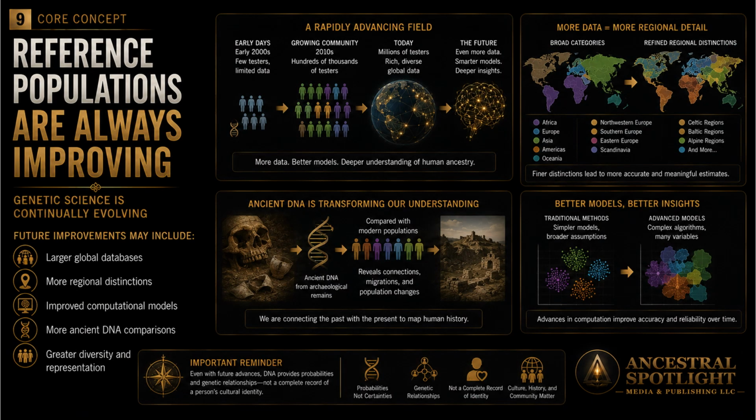The field of genetic genealogy is still developing rapidly. 20 years ago, consumer DNA testing was in its infancy. Today, millions of individuals have contributed DNA data that allows researchers to build increasingly sophisticated models of human ancestry. As databases continue to grow, scientists can identify smaller regional differences and improve the accuracy of ethnicity estimates. The addition of ancient DNA is also changing our understanding of human migration. Researchers can now compare modern populations with DNA recovered from archaeological remains thousands of years old, providing insight into ancient migrations and population changes. However, even with future advances, DNA will always represent probabilities and genetic relationships, not a complete record of a person's cultural identity.